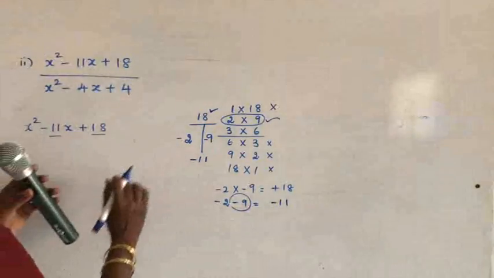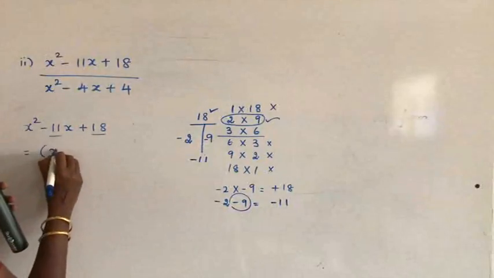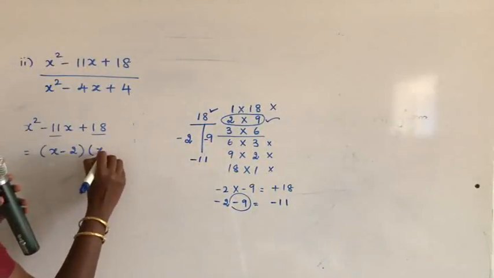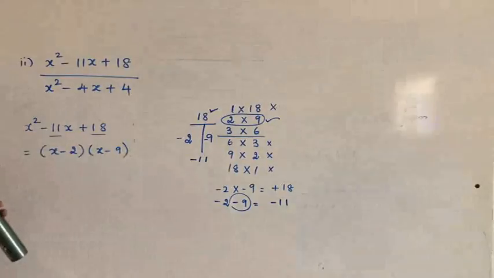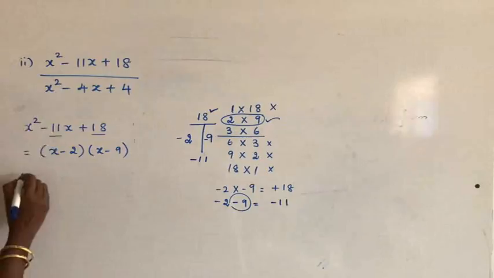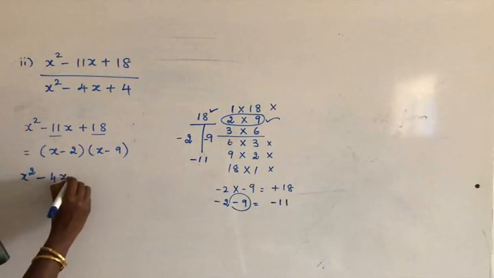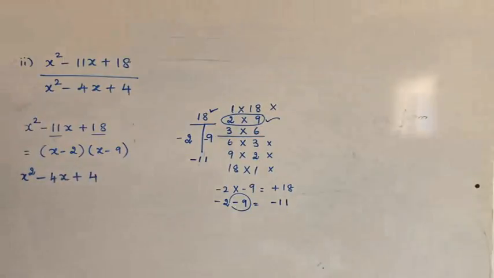Now let's write the factors of it. So how are you going to write the factors for it? x minus 2, x minus 9. So we have got the factors for our first expression, that is x square minus 11x plus 18. Now let's take the denominator part. What is the denominator part? x square minus 4x plus 4.